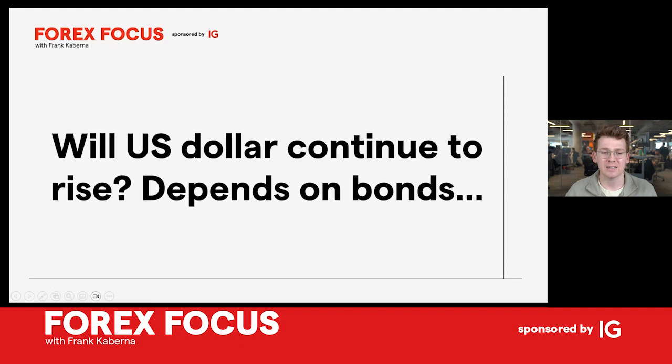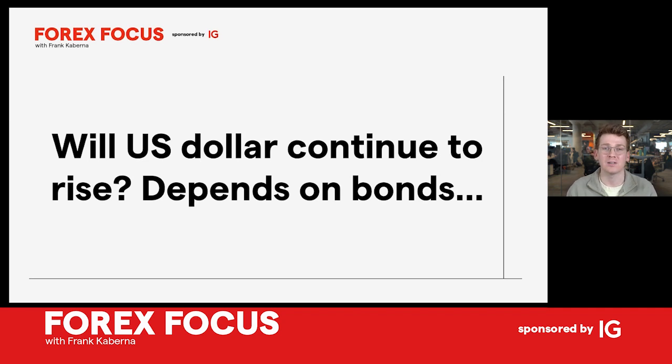Taking a look at the recent US dollar strength that we've seen in the market and asking if this is, one, sustainable, or if it can even continue to newer highs. And of course, that question is going to depend on bonds and the interest rate environment, primarily in the US for this US dollar, but obviously for each pair, it's going to depend on rates in that environment as well.